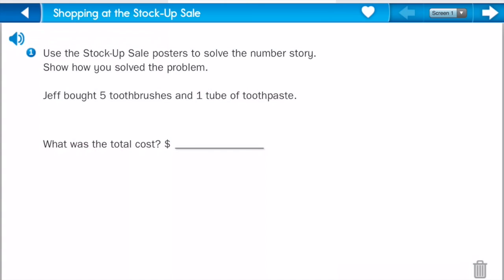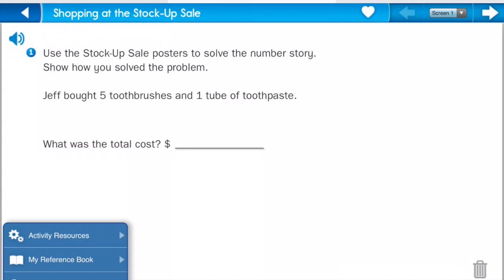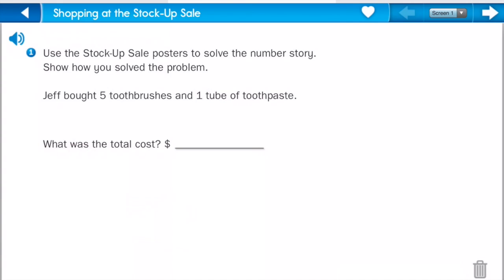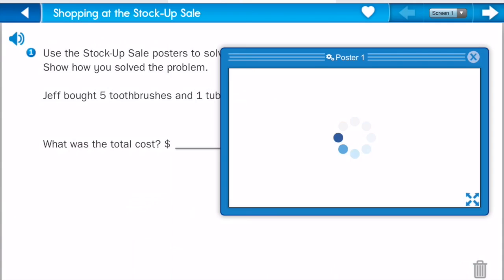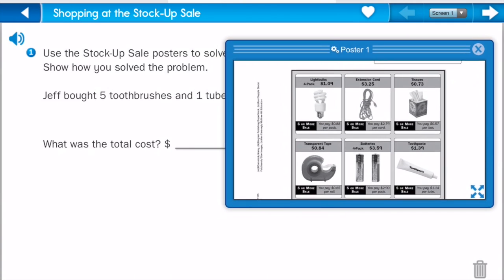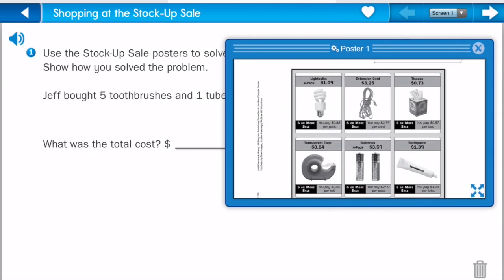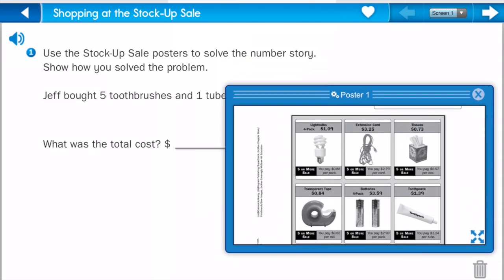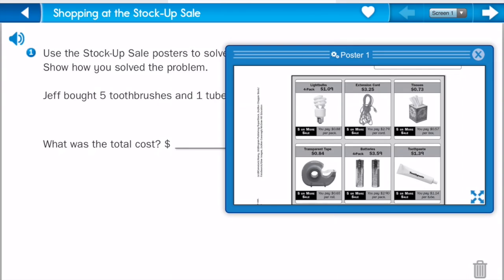All right, so let's pull up these posters. You can do that by going to the activity resources. Pull up poster 1. See if it's on there. Our toothpaste is, so 5 or more sale. All right. He only got 1 tube of toothpaste, so it will be $1.39 for the, I'm going to put TP for toothpaste.